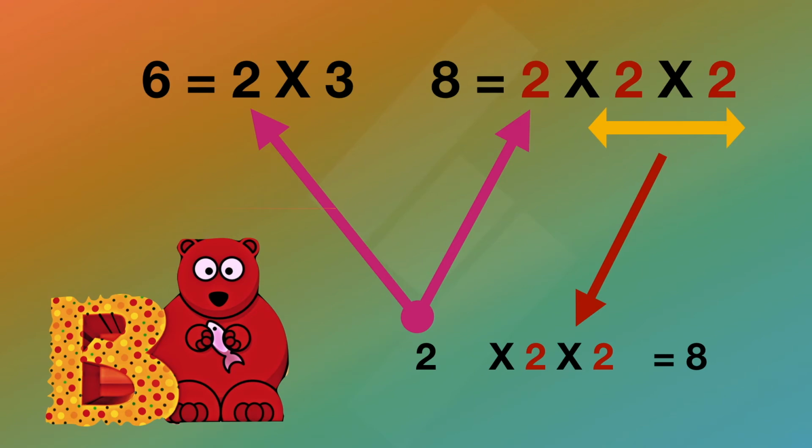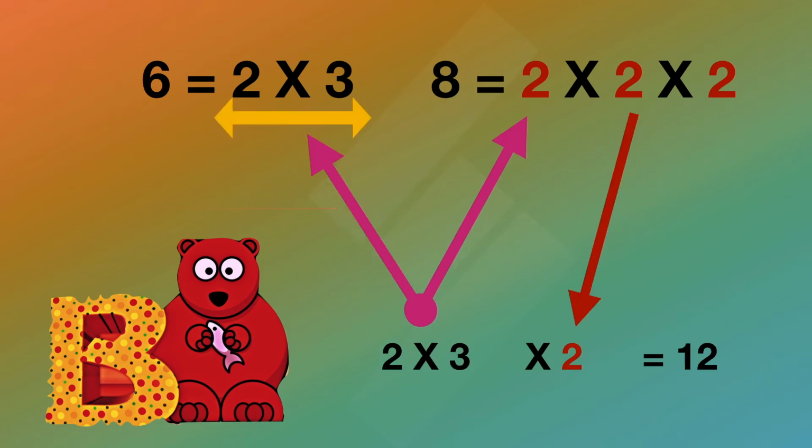Suppose he leaves 3, then he would get factors as 2 into 2 into 2, that is 8. It is smaller than 24, but it is not a multiple of 6. Similarly, if he leaves a 2, then he would get 2 into 3 into 2, that is 12. It is also smaller than 24, but now it is not a multiple of 8.